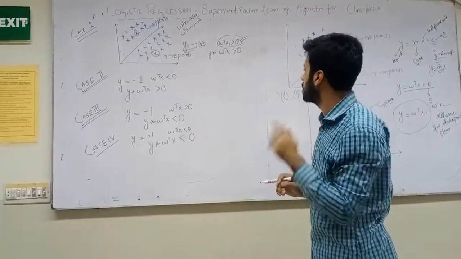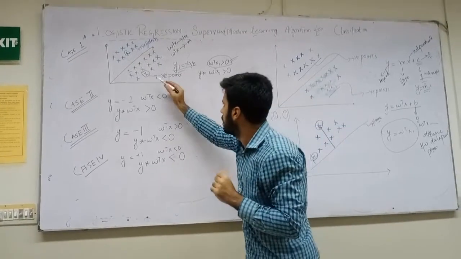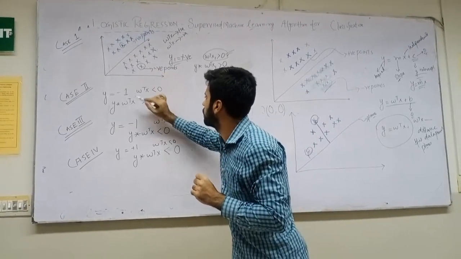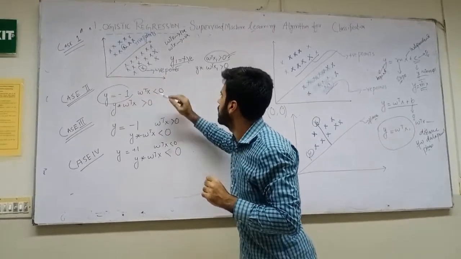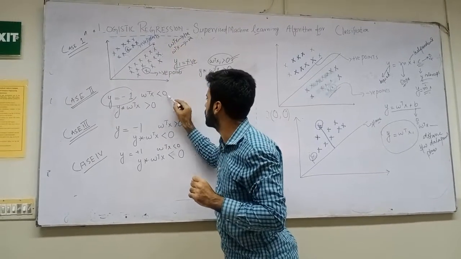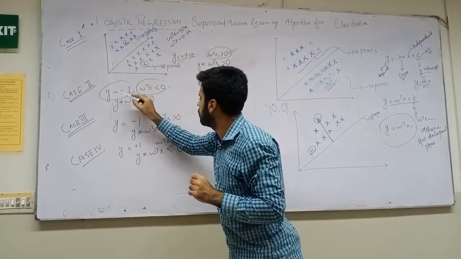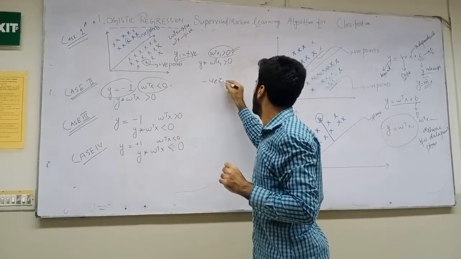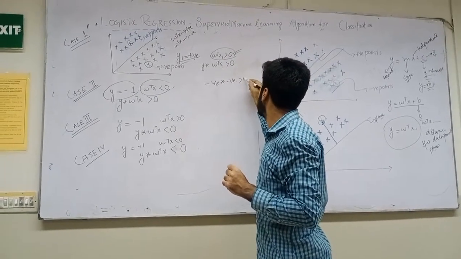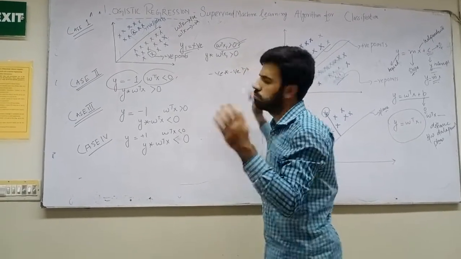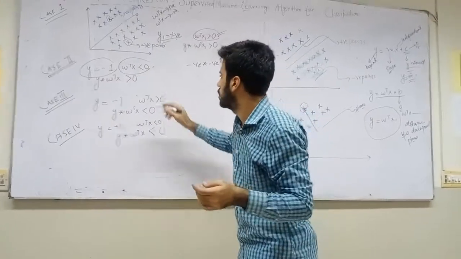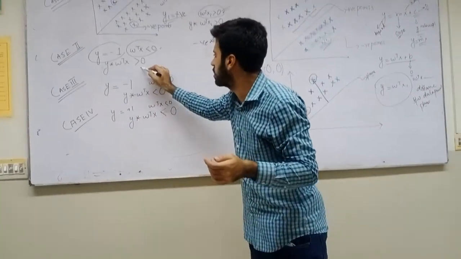Now next consider another case. I have a data point over here. This is negative, and wTx is below this line. This wTx is less than 0. So a negative value multiplied by a negative value comes out positive. So y multiplied by wTx is greater than 0.